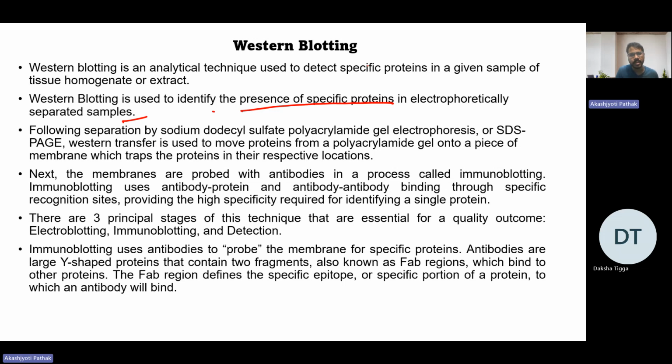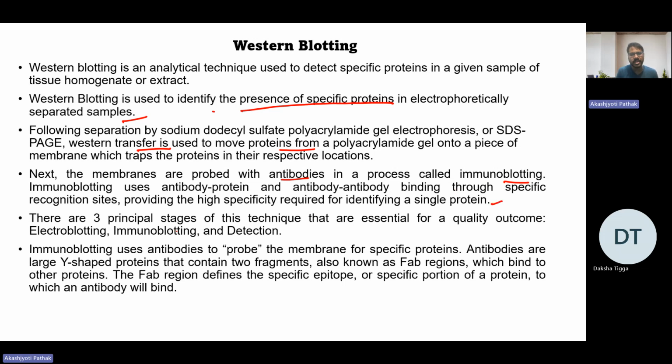Following separation by SDS-PAGE, what is done? A Western transfer is used to move protein from the polyacrylamide gel. Your protein will move to the membrane. Then you incubate it with the primary antibody. The membranes are probed with antibodies in a process called immunoblotting. So immunoblotting uses antibody-protein binding through specific recognition sites.